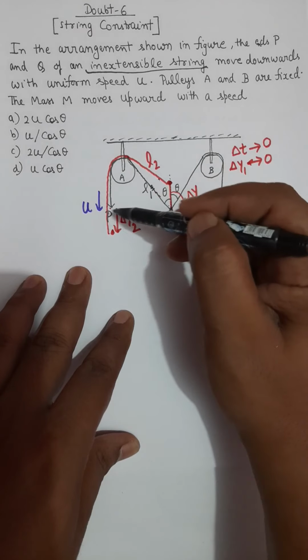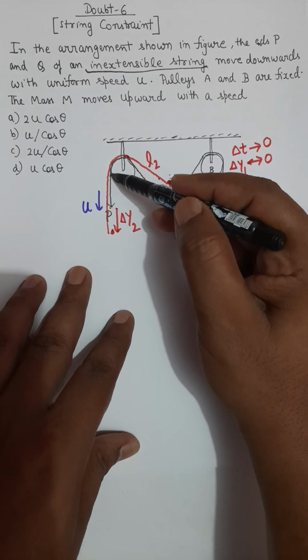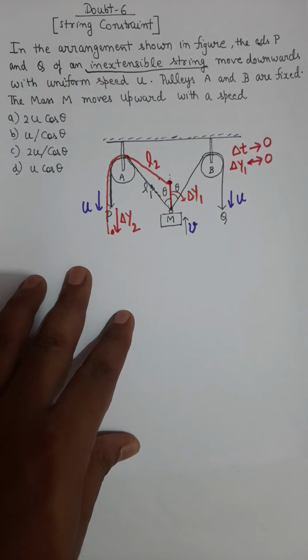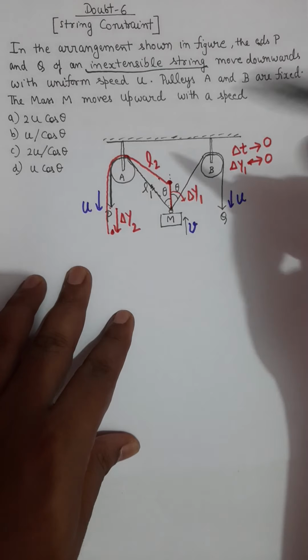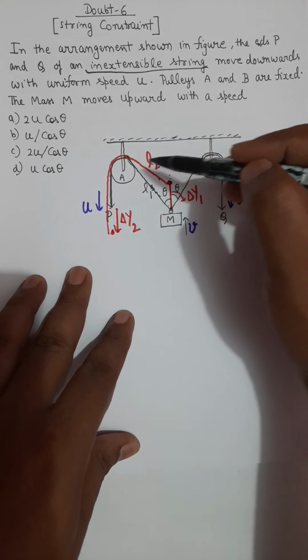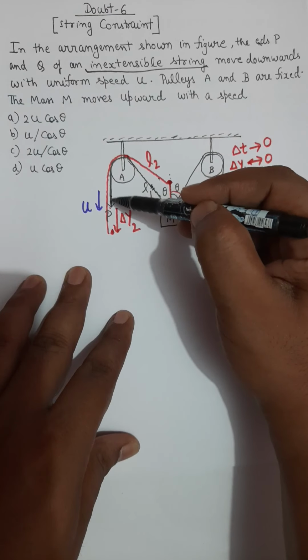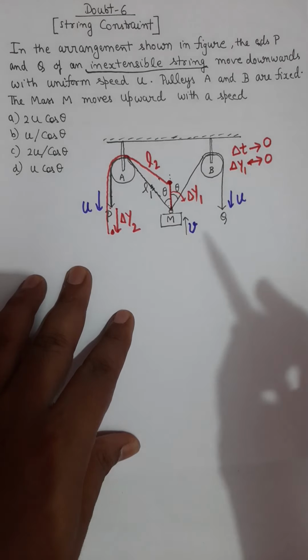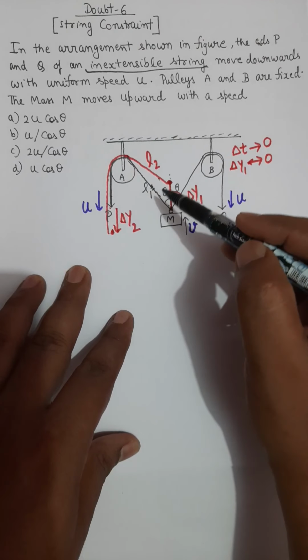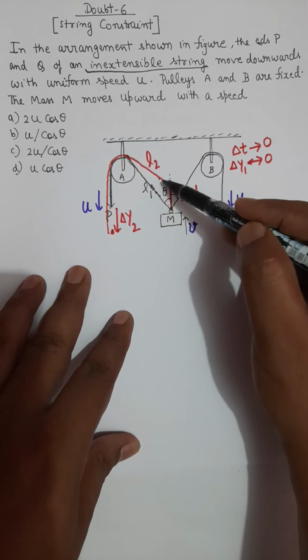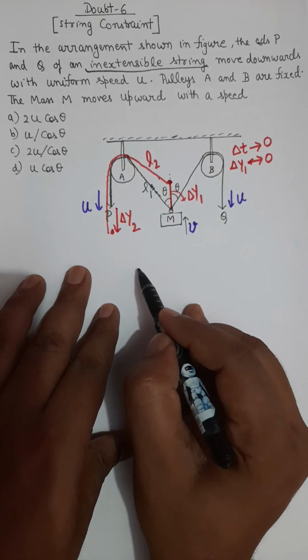by the increase in length on this side of pulley. Because if a string is inextensible, the total length of the string should remain constant. So if length on one side of pulley decreases, then obviously the length on the other side of pulley must increase by the same amount. So now my aim is to find what is the change in the length of the string on this side. For that I will draw a separate diagram.